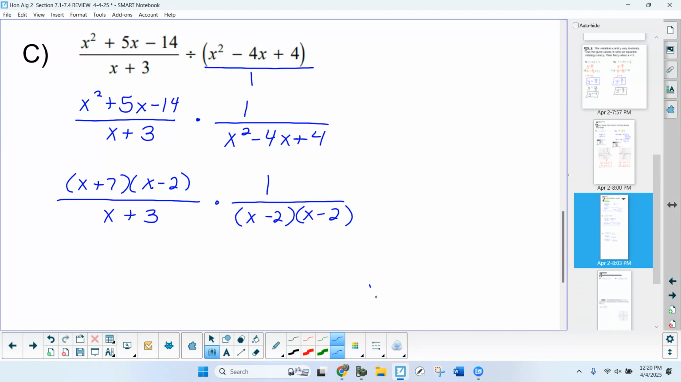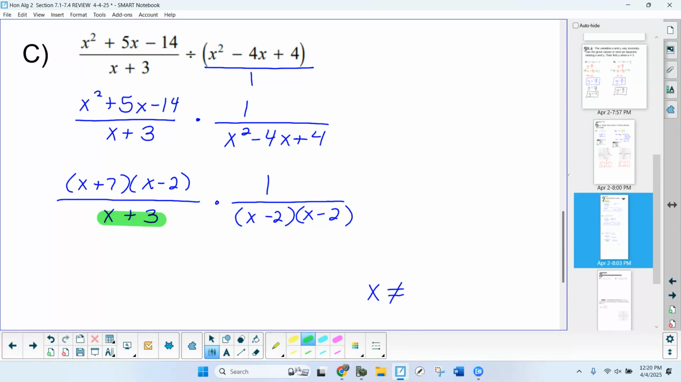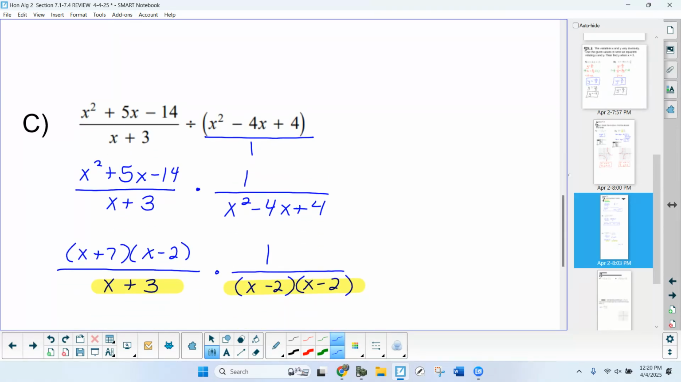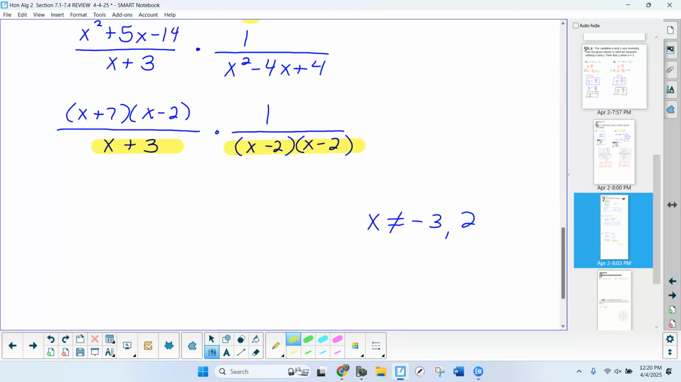What is x not allowed to be? Okay, well, look at your denominators. We need to look here and here. What's x not allowed to be in those denominators? -3 and 2. And then remember, in the original problem, I flipped that denominator, so I do need to look at that denominator. Do I need to worry about it though? No. So now coming back down.